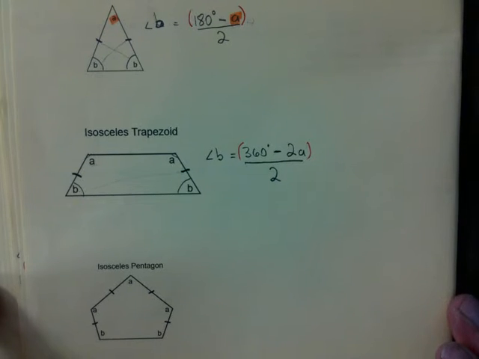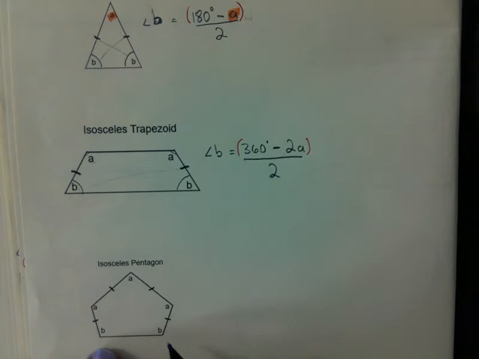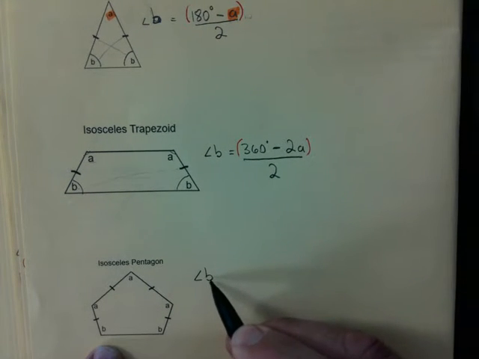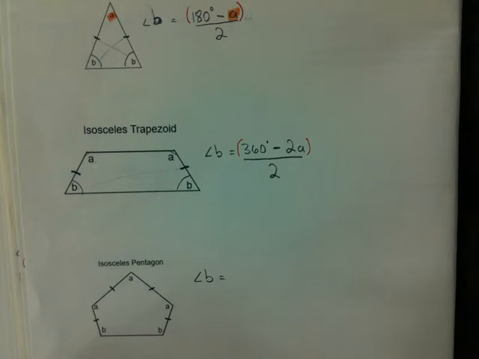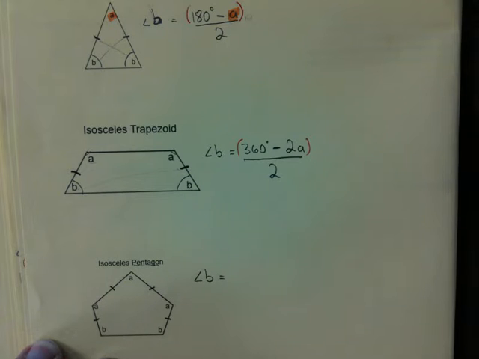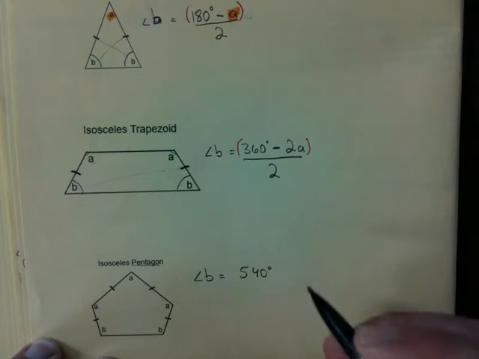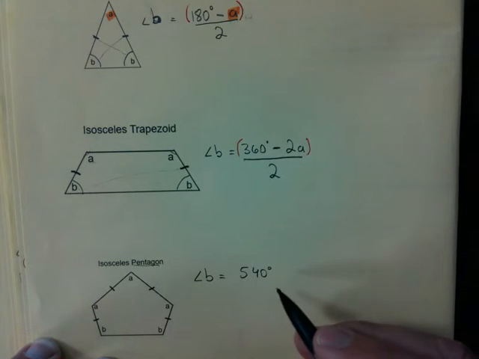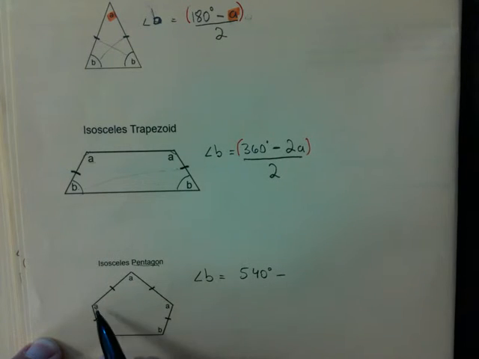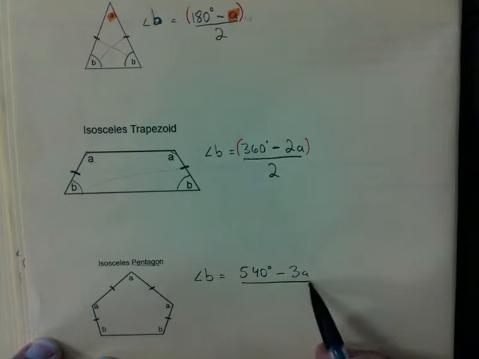And last but not least, the isosceles pentagon. This pattern continues for shapes following. So to find angle B in this case, what is it for a pentagon? If you did that table, what's the sum of angles in a pentagon? 540, right? Do you remember that? It is always 540, any pentagon, if you go to that table, minus, how many A's are there in this case? 3 A's, divided by 2.